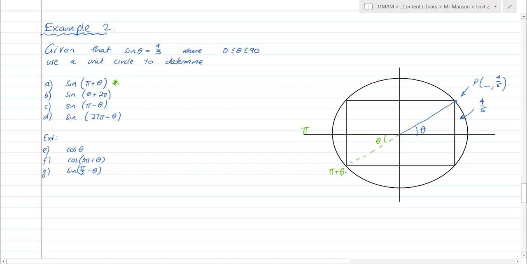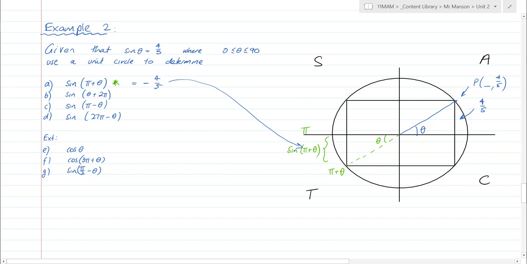Now, sine of pi plus theta is therefore this height. So that's sine of pi plus theta. And hopefully you can see that sine of pi plus theta will be equal to sine of theta, except it's negative because it's below. And that actually fits my cast diagram, which I'll just quickly draw on here. C-A-S-T. Sine is positive in the first quadrant, but negative in the third. So I'm going to write that answer down now. This is equal to negative 4/5 because it's negative down here.